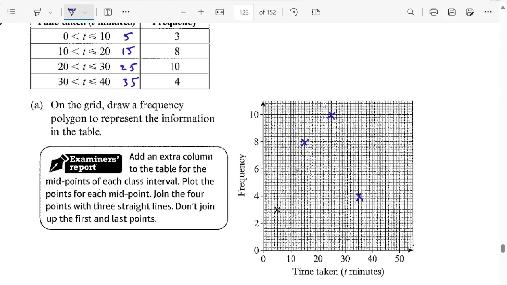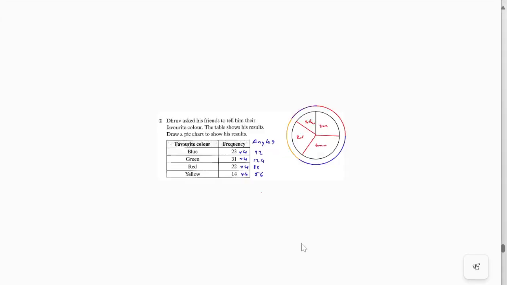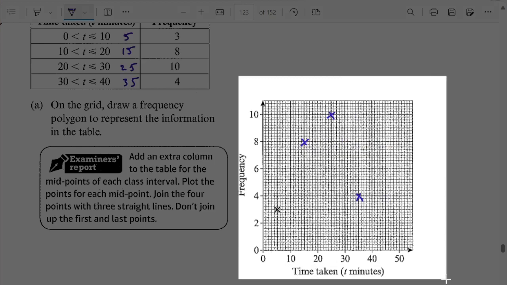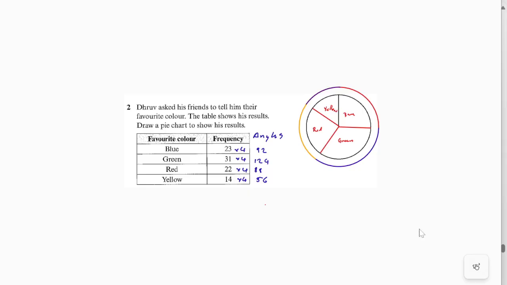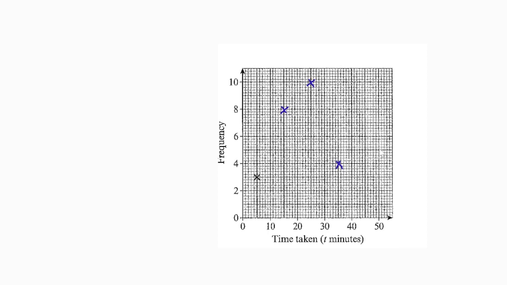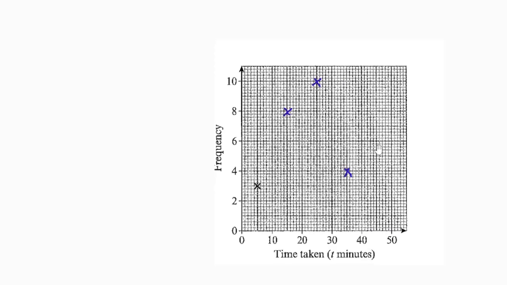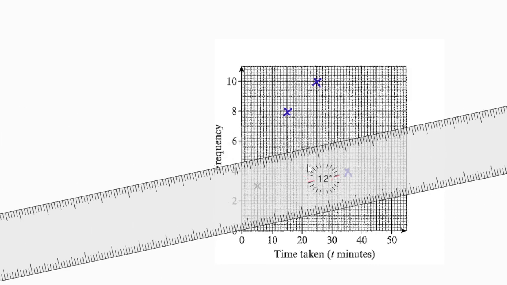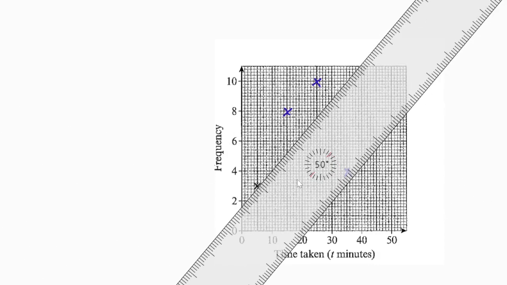Okay, interesting. We don't need the back end of that. We then want to join that up with a ruler. I don't have the luxury of a ruler here, so what I'm going to do is I'll just stick this onto another page, just because I can use a ruler on this. And we just need to join the points up.